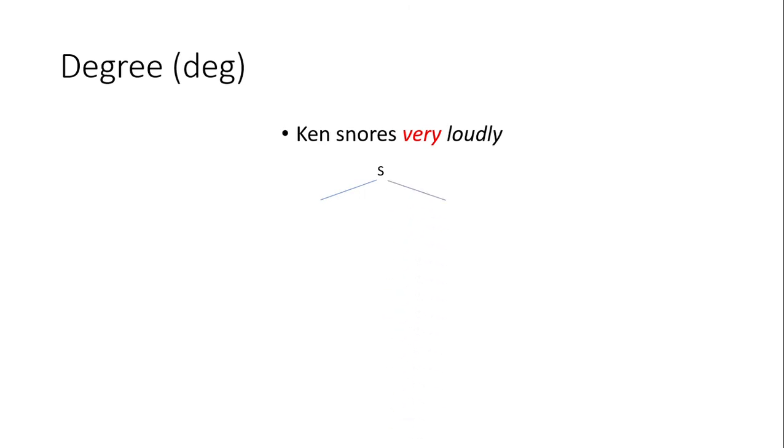We split the sentence into noun phrase and verb phrase. For the noun phrase, first thing, proper name, and then Ken. It's almost the same as the previous one. For the verb phrase, we have a verb and go down, snores. And this part is very interesting: the adverbial phrase is divided into two parts.